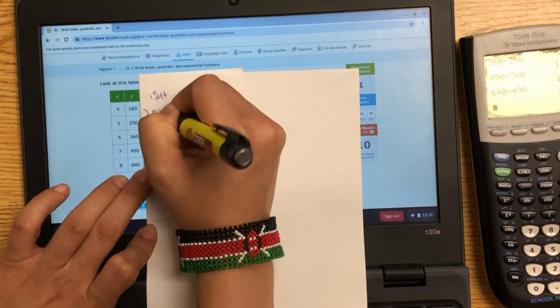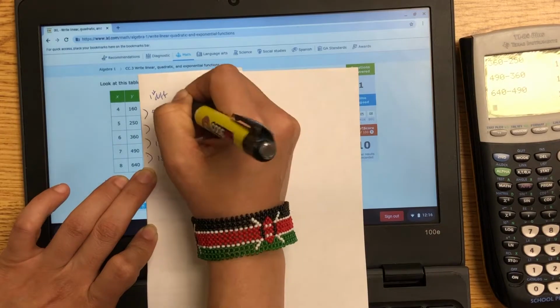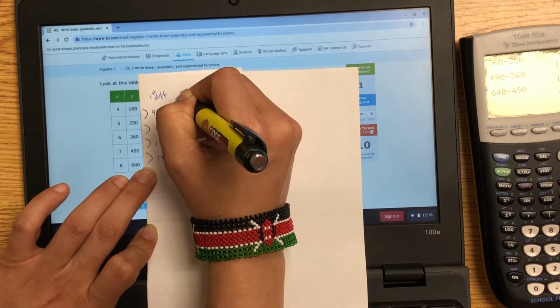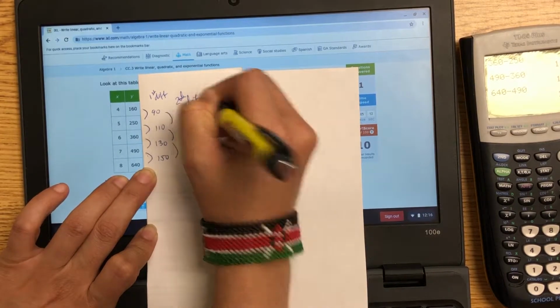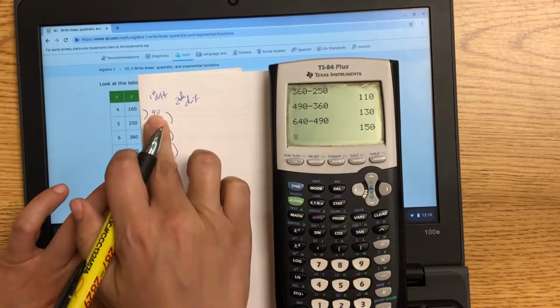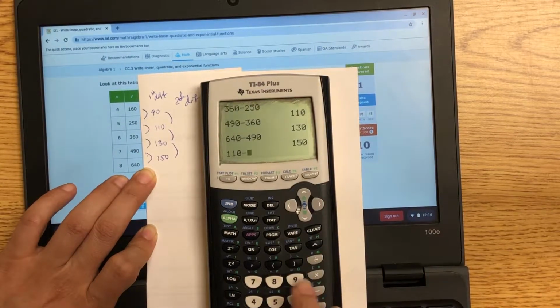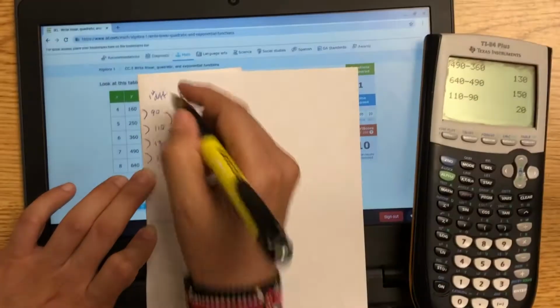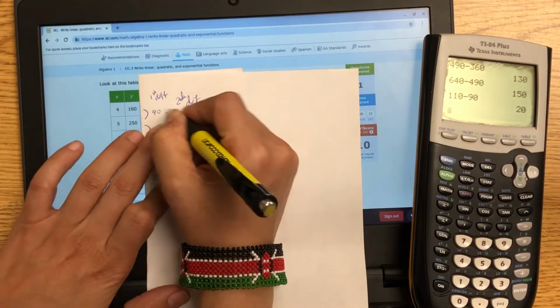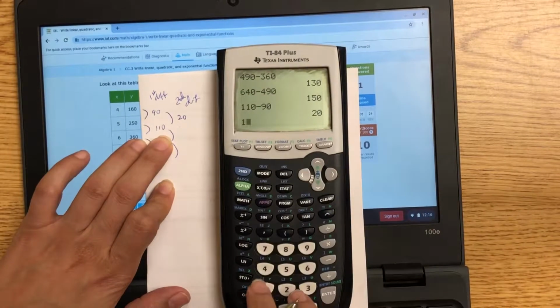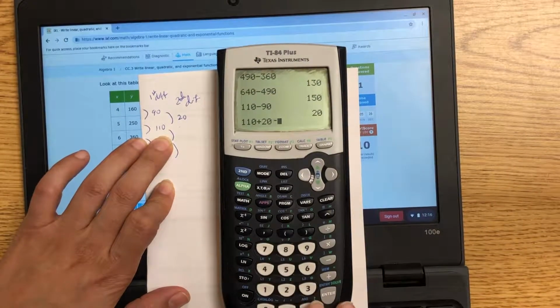For it to be quadratic, the second difference is the same. So now we check that. You just do it twice. 110 minus 90 is 20. So now I'm going to check: if I add 20 every time, do I get the next number? So 110 plus 20, does that give me the next number?